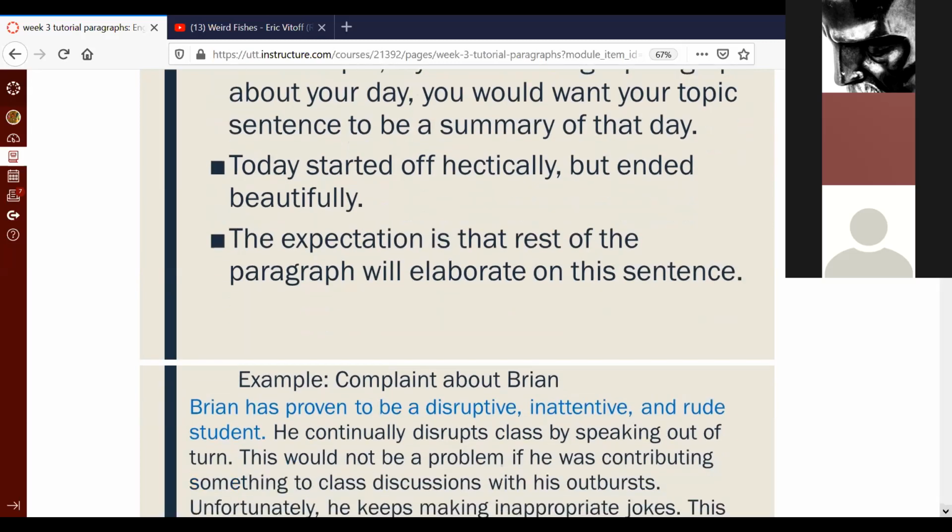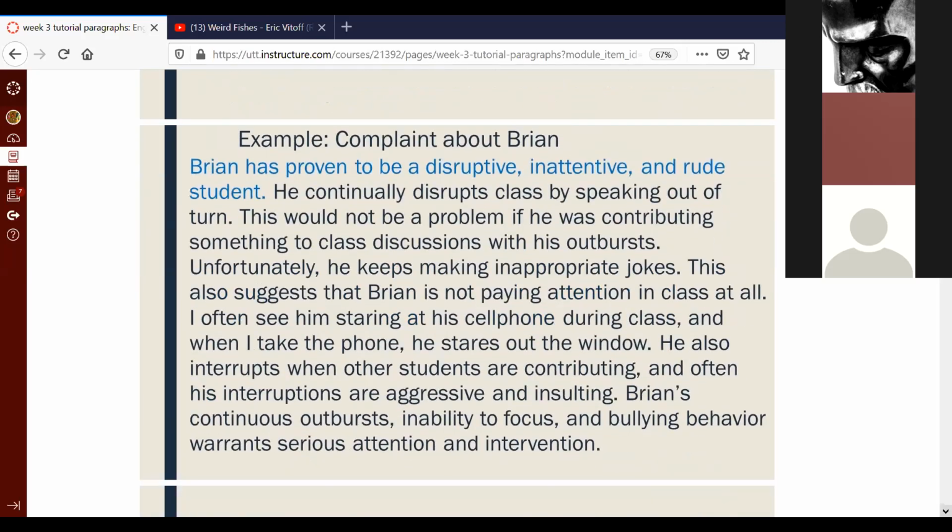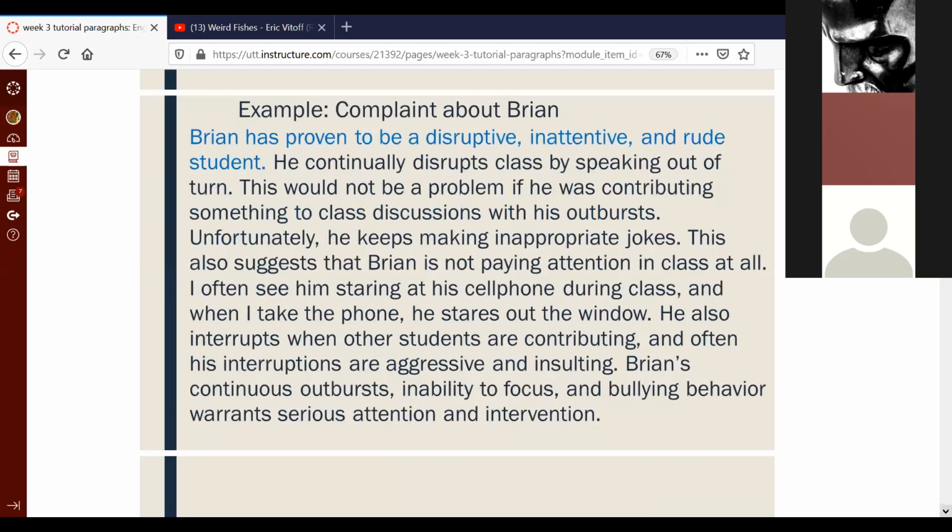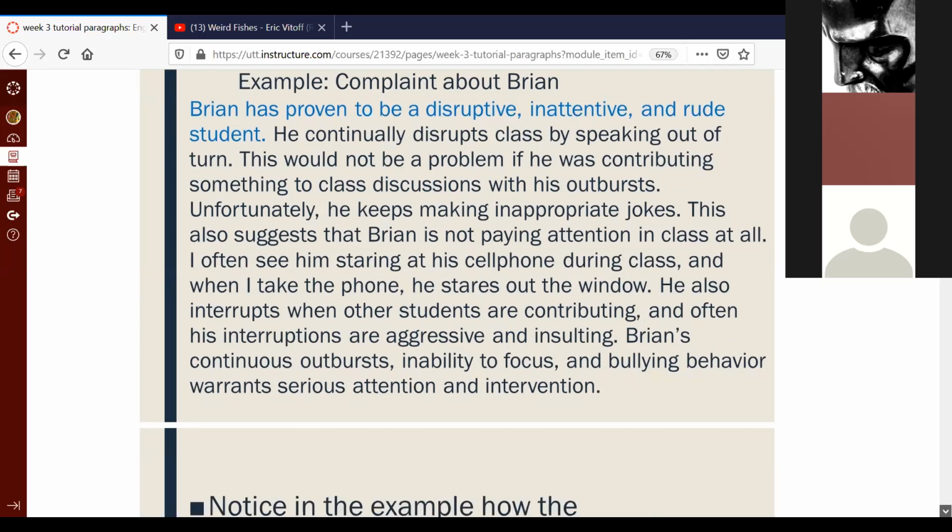So if you look at the explanation example again, I highlighted the topic sentence in blue. This tells us we are going to talk about Brian and Brian as a bad student. Our expectation is that the paragraph will explain why Brian has proven to be disruptive, inattentive, and rude.